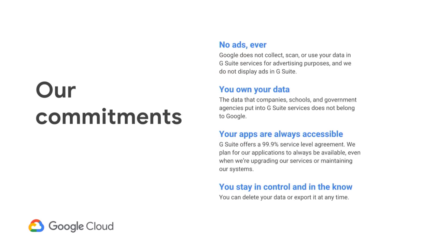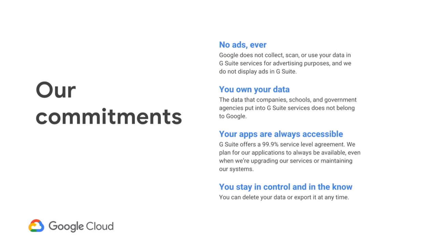A couple of the commitments: there's never any ads in G Suite. Google does not collect your data. We don't scan it for advertising. We don't create archetypes. We don't do any of that in G Suite. You don't have to believe me on this. It's in our terms of service for G Suite, so you can look at the contract. It's very clear. You own the data. This is also in the contract. Google commits that we have no intellectual property rights on any of the data you put in G Suite. It's 100% yours, and you're also responsible for the content.